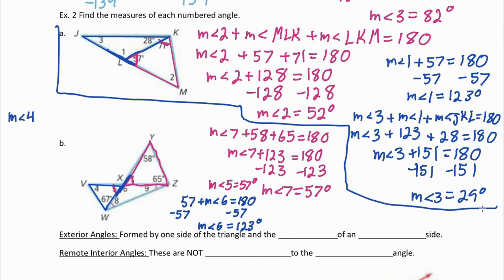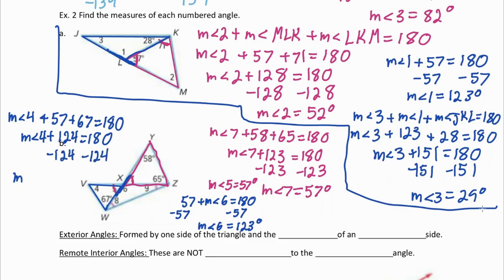But we do know the measure of angle 5. We just found that to be 57. And we know that that third angle is 67. So we know that that's going to equal 180. So we can say that the measure of angle 4 plus 124 is going to equal 180. And then we'd subtract 124 from both sides to get that the measure of angle 4 is going to be 56.